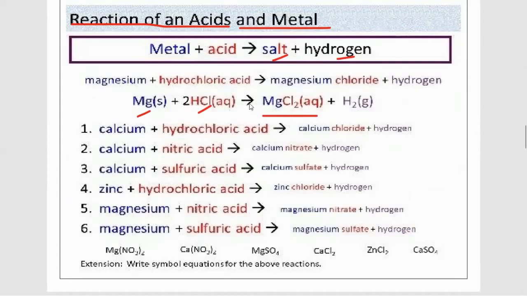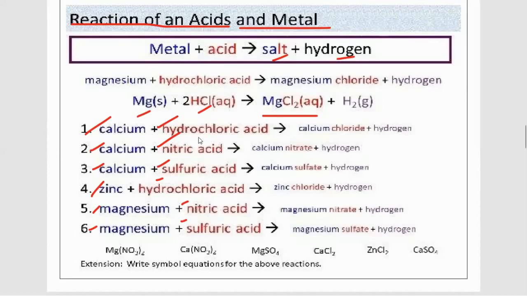Here you can observe metals, calcium, zinc, and magnesium, reacting with different types of acids: hydrochloric acid, nitric acid, and sulfuric acid. Like that we have 3 different types of acids, and we'll get salts. You must be careful. The formation of salt depends on the nature of the acid.